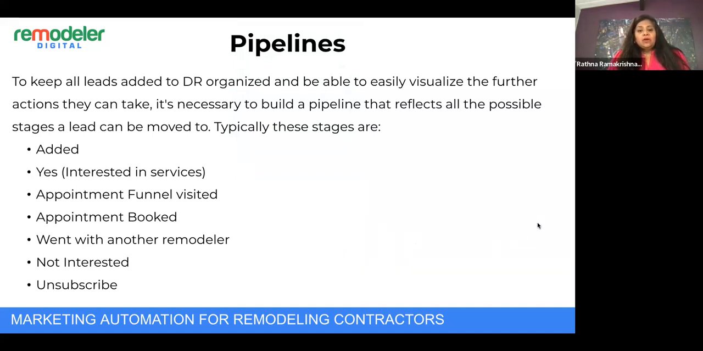To keep all your leads organized, you know, who received it? Did they say yes? Did they visit the appointment funnel? Did they book an appointment? And we also ask them, did you go with another remodeler? And some people will tell us, yeah, I went with this other remodeler. Then we have the automation ask them, why? Why did you go with another remodeler? Oh, because I just liked the remodeler better, or the price point was different. What does this do for you? It gives you business intelligence as to who you're losing out to. And then people say not interested, people unsubscribe.